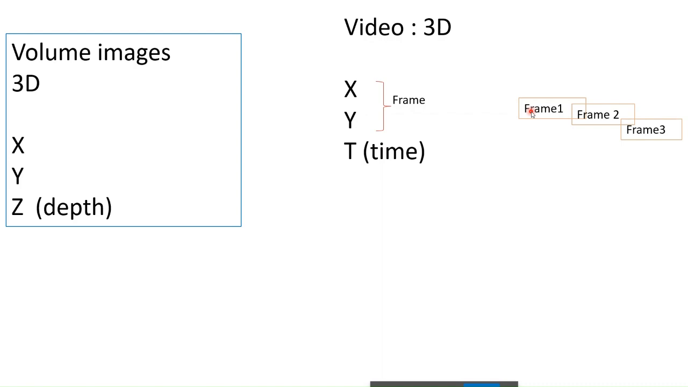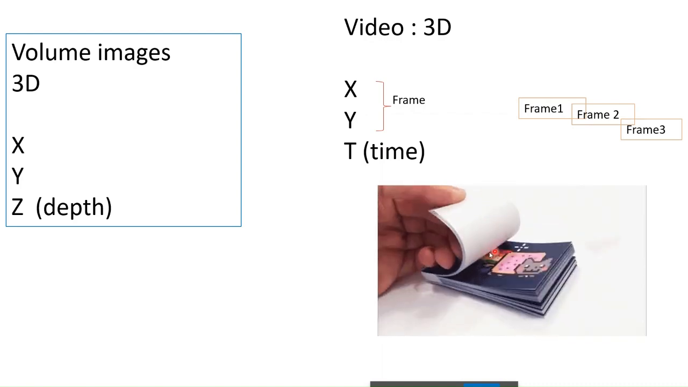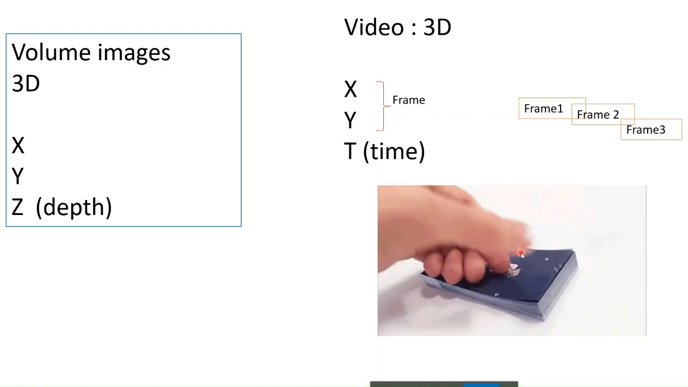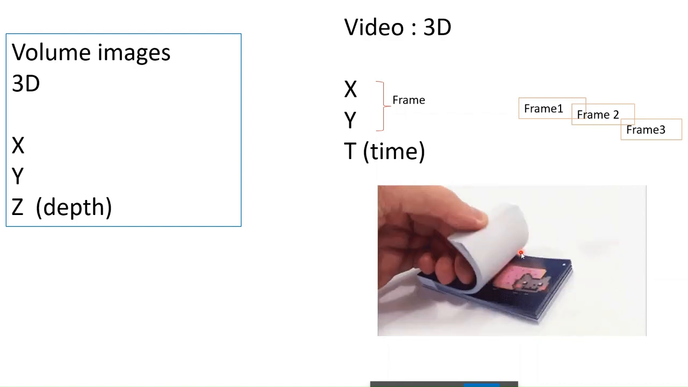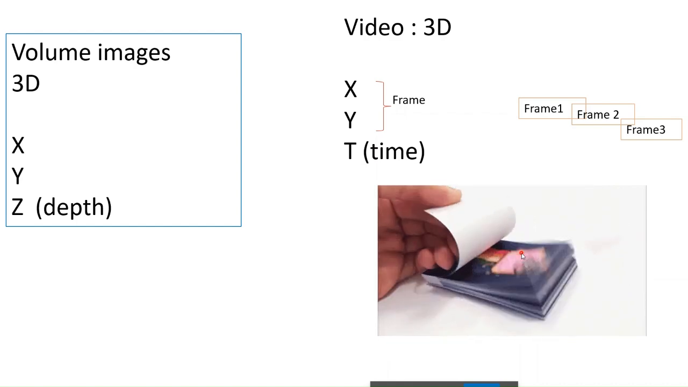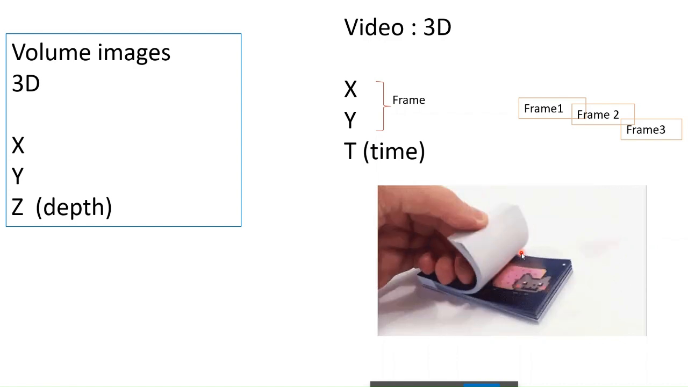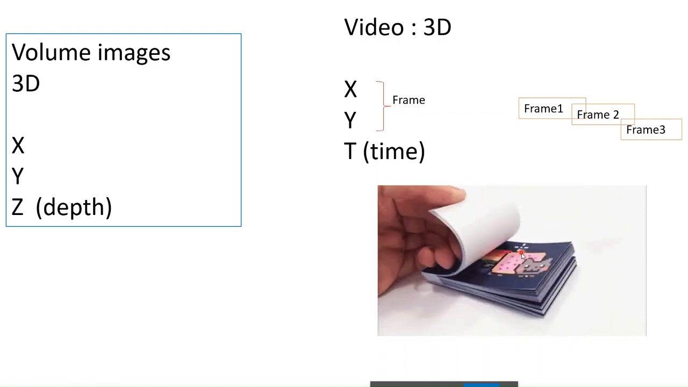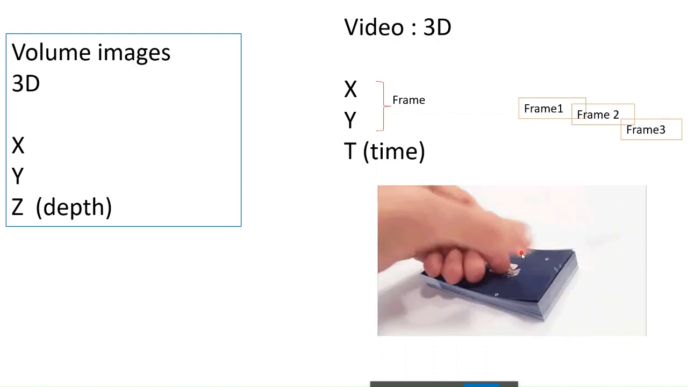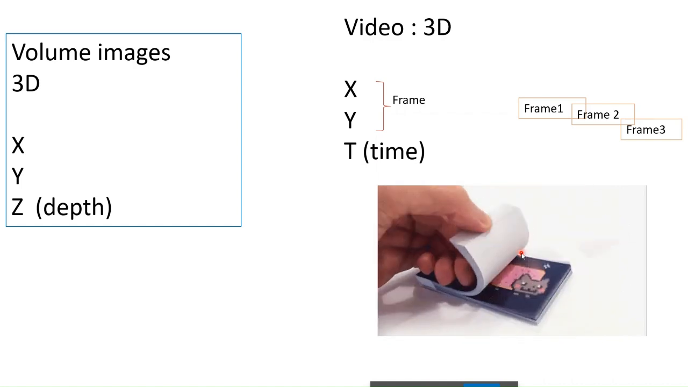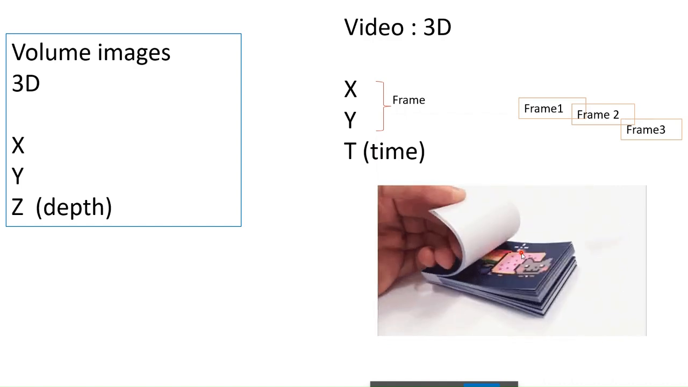Suppose you have a frame 1 at time t1, next you have another image or frame at time t2, at time t3, and so on. This is just like a flip book, where each page of the flip book is an image or a frame, and every time you flip it, each time interval is referred to as the third dimension, time. So, though both volume and video are three dimensions, they have different coordinates representing different parts of an image.